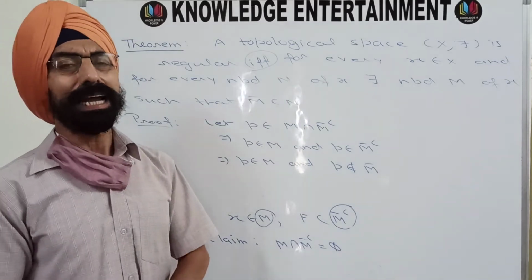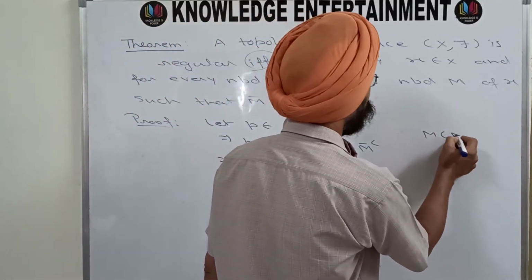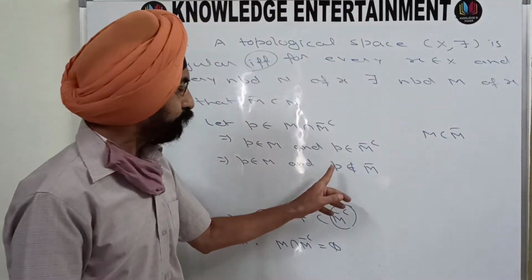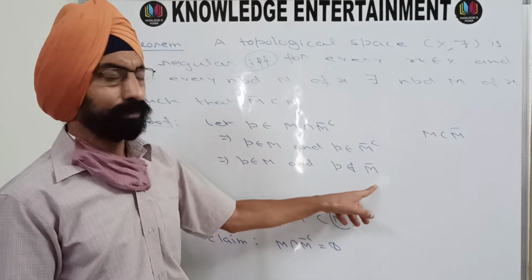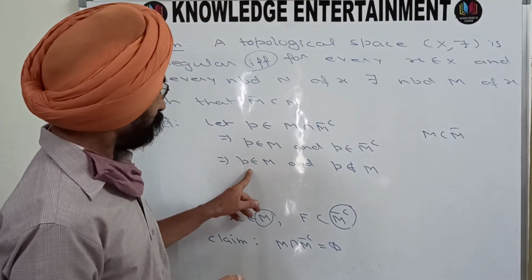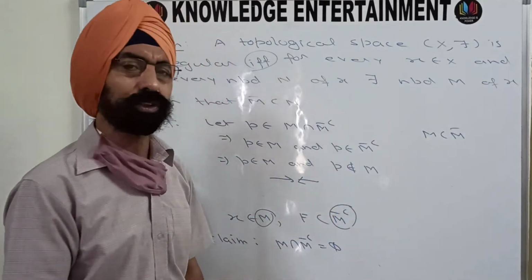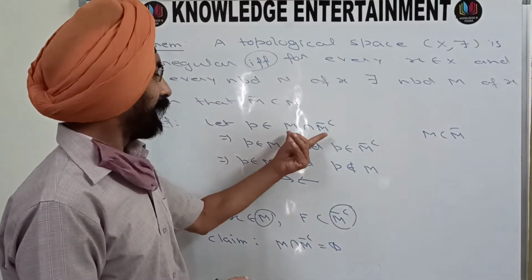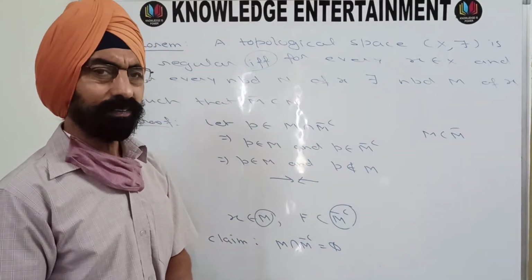We know that M is a subset of M bar. If P is not in M bar, how can P be in M? So that means P does not belong to M. Now, P belongs to M and P does not belong to M. This is a big contradiction, and it is a contradiction because we supposed that M intersection M bar complement is not phi. That means it must be phi.